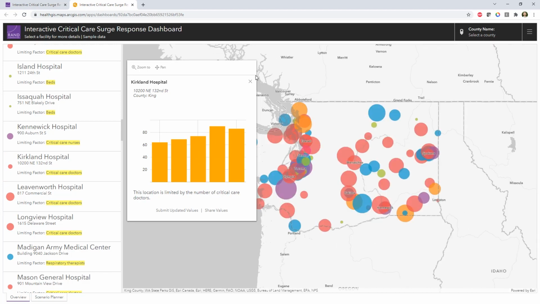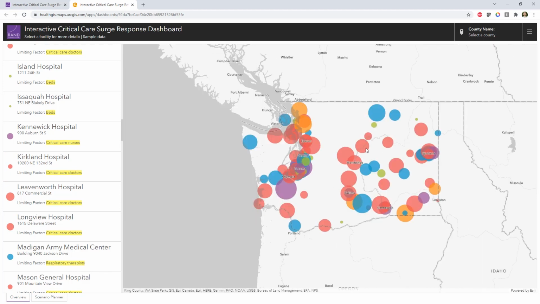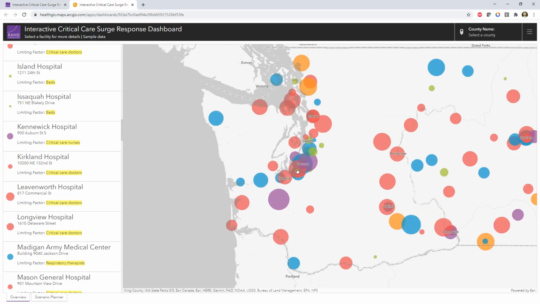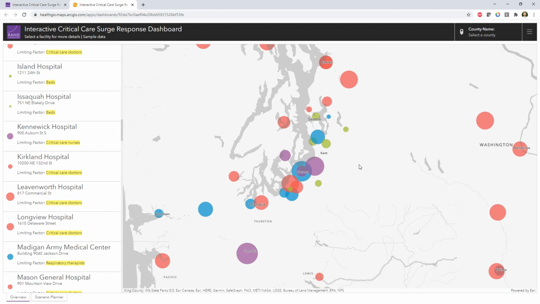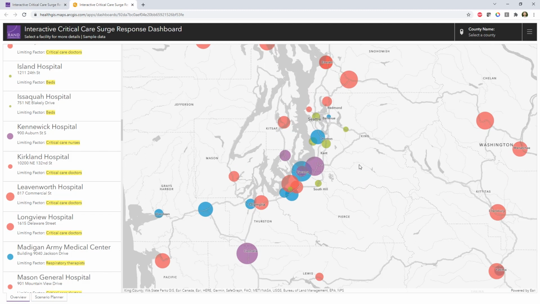I can even see spatial trends in my dataset. So, for example, here in central Washington, I see that the predominant limiting factor appears to be the number of critical care doctors. This could inform broad stroke hiring decisions that might encourage the onboarding of additional doctors in this region. Meanwhile, near Seattle, I see that there is no single factor responsible for the bottleneck. A push for hiring more critical care doctors in this region might not be highly effective.